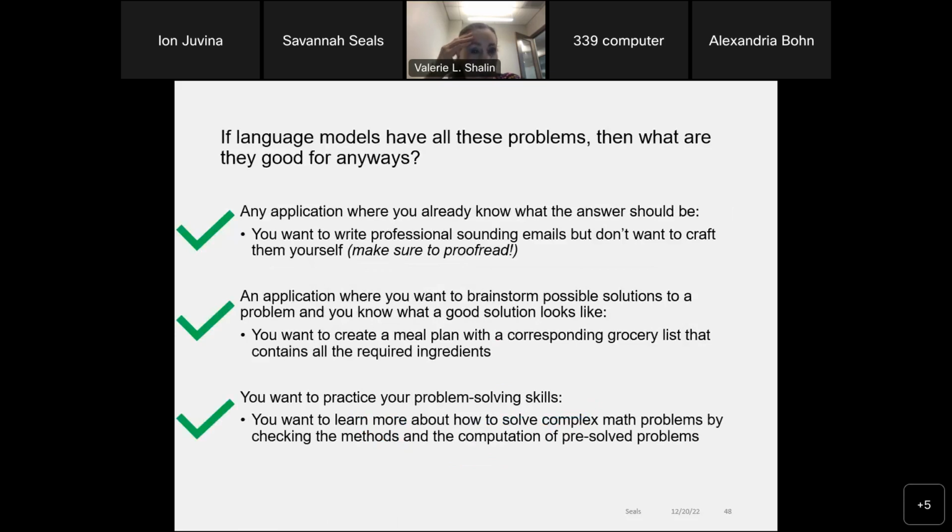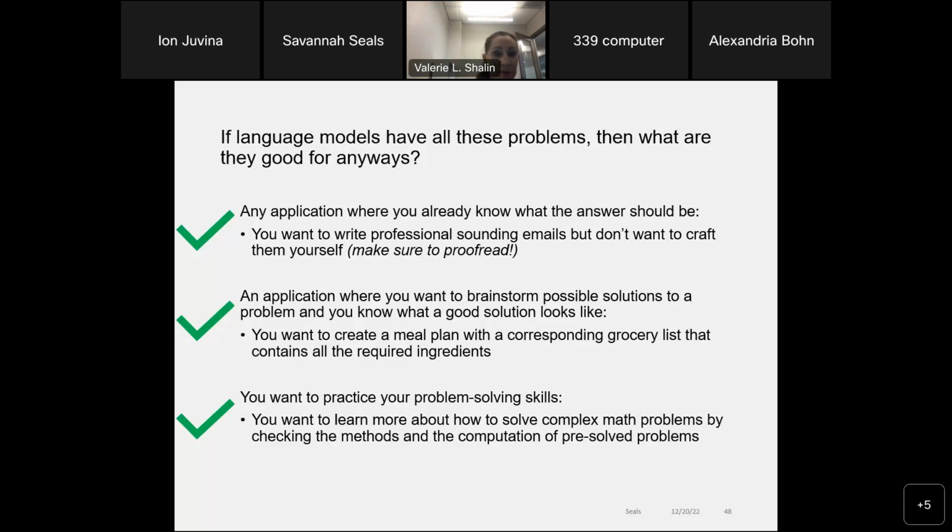So if language models have all these problems, then what are they good for anyway? Any application where you already know what the answer should be. For example, you want to write professional sounding emails and you don't want to craft them yourself, make sure to proofread. Any application where you want to brainstorm possible solutions to a problem and you know what a good solution looks like. So you want a meal plan with a grocery list that has all the required ingredients. You know what you would like to eat and what you would not like to eat, and so you can suitably evaluate, does this fit your requirements?